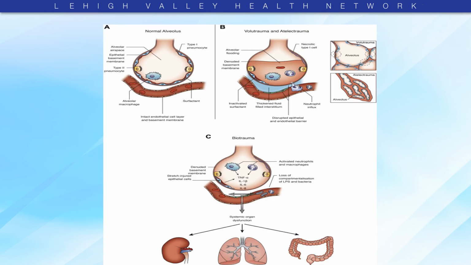And this is just, again, showing you the normal alveolus, what occurs during volume trauma and atelectatic trauma, where the alveoli are stretched and then collapsed, and then what can cause biotrauma, where because the lung is injured, it releases cytokines, which then cause distal organ injury, sepsis, and other types of reperfusion oxidation.